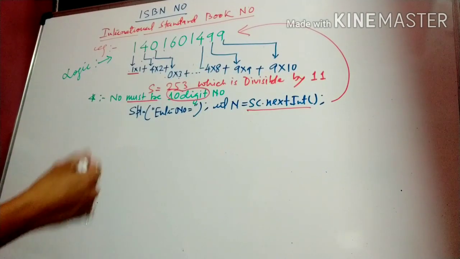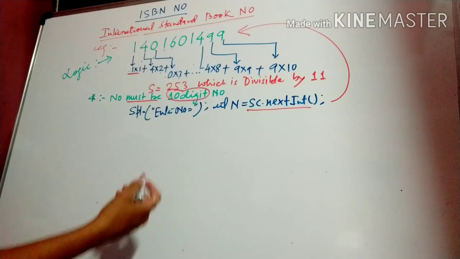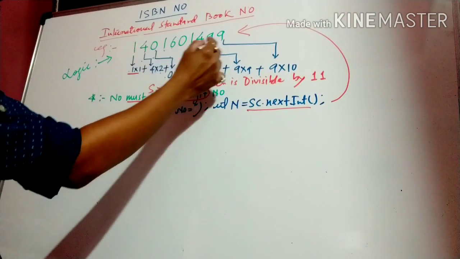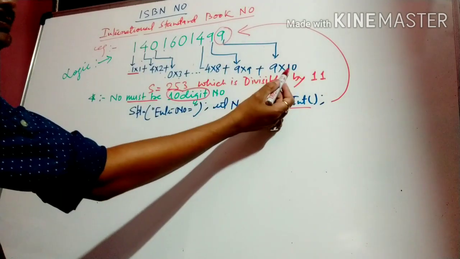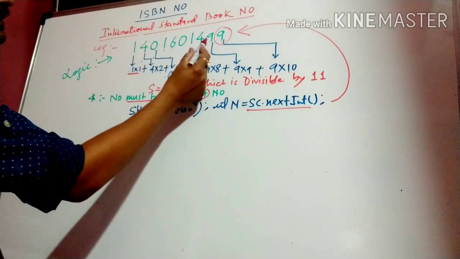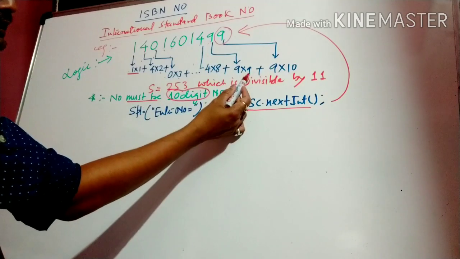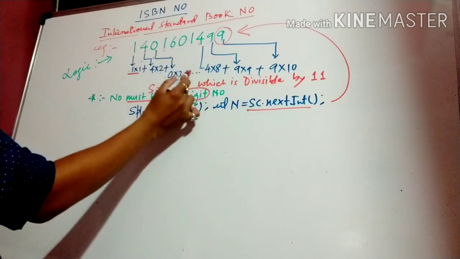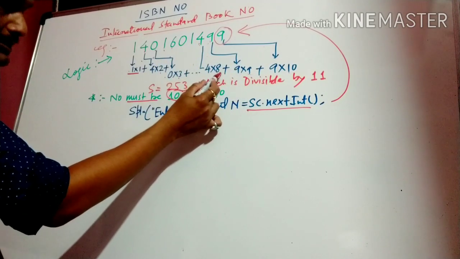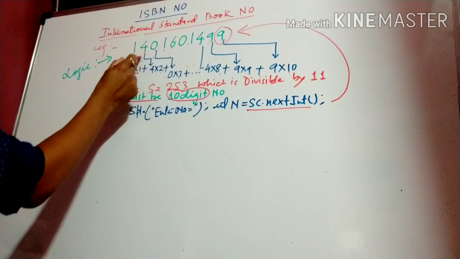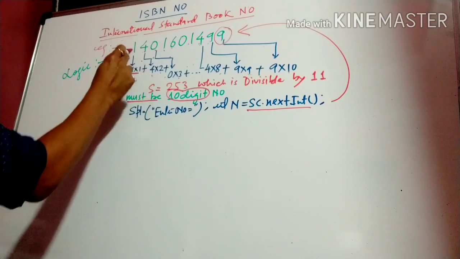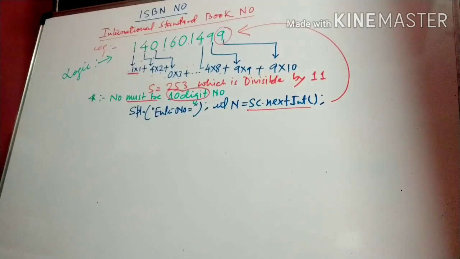So how will we extract? We will do modulus 10. This number modulus 10, we will extract what? We will extract 9, which is multiplied by 10. Again, the next digit will multiply by 9, plus the next digit will multiply by 8, plus the next digit will multiply by 7, and so on, until 4 will multiply by 2 and 1 will multiply by 1.